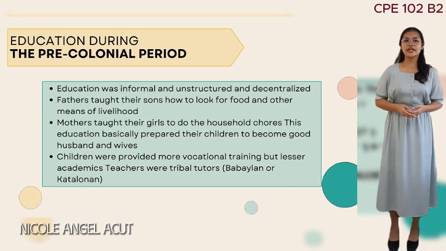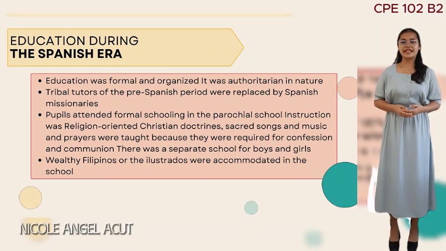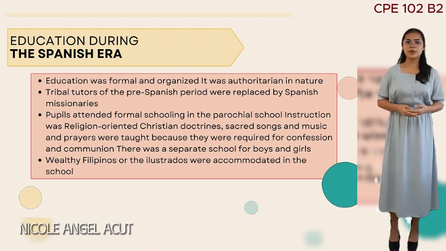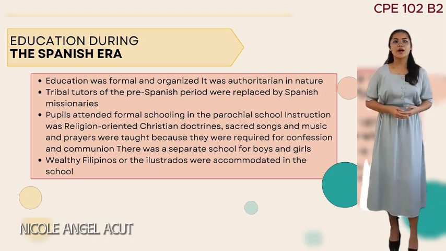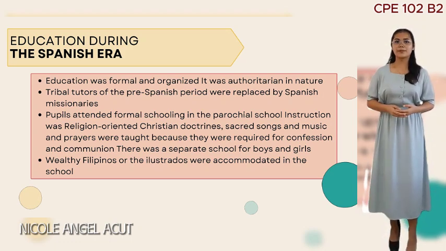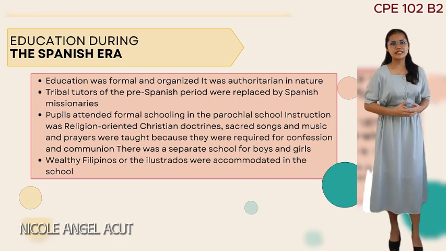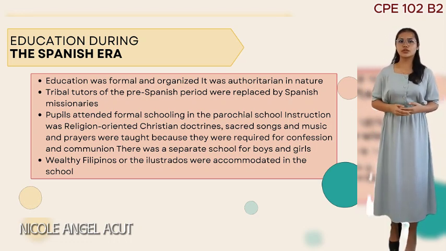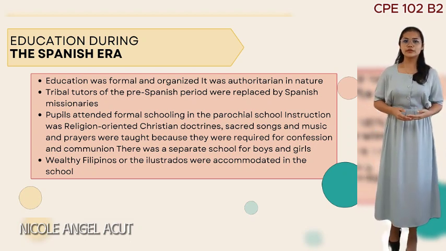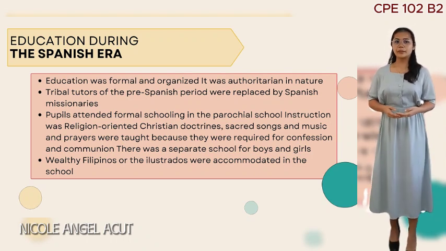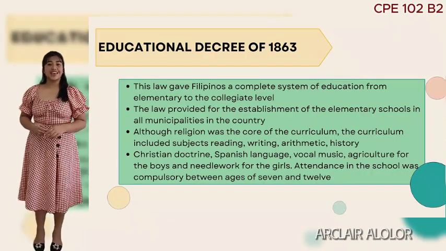Number 2, education during the Spanish era. Education was formal and organized. It was authoritarian in nature. Tribal tutors of the pre-Spanish period were replaced by Spanish missionaries. Pupils attended formal schooling in the parochial school. Instruction was religion-oriented. Christian doctrines, sacred songs, music, and prayers were taught because they were required for confession and communion. There was a separate school for boys and girls, and wealthy Filipinos, or the ilustrados, were accommodated in the school.